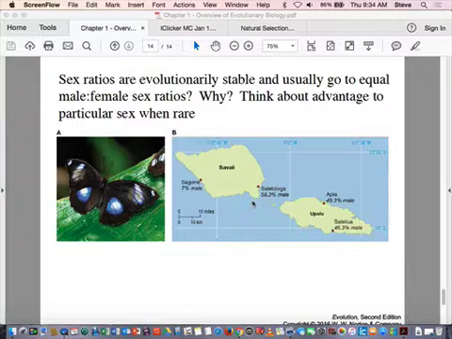The phenomenon's real simple. What kind of sex ratios do you think you find in most organisms, in terms of the percentage of males and females within populations? Yep, it's mostly 50-50. That's a phenomenon in nature. Not all organisms have it, but it's a very common feature.